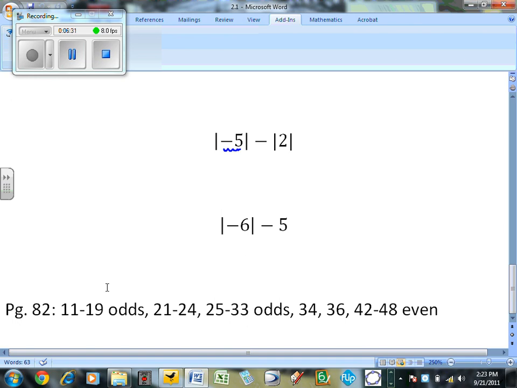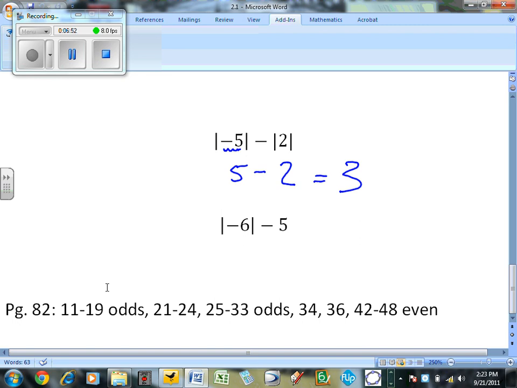All right, so negative 5. There's nothing to do within the, we'll call them parentheses. All right, so then we just do the absolute value of negative 5 is 5. The distance away from negative 5 to 0 is 5. Minus the absolute value of 2, which is just 2. So 5 minus 2 is 3. So we don't mess with anything else. We just do the absolute value first.